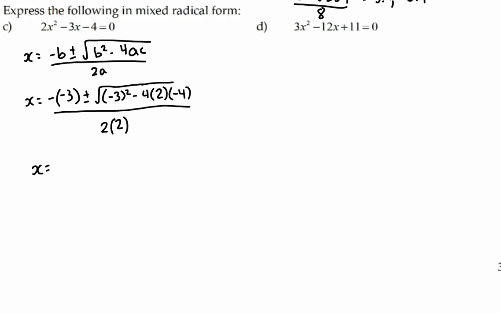Okay, this is where we get to have some fun. We still need to figure out what's inside our square root. So negative 3 squared is 9. Negative 4 times 2 times negative 4. 4 times 4 is 16. 16 times 2, 32. So 32 plus 9, 41. Okay, can you simplify 41? No, there's no perfect square. So is it fully simplified? Yes, that one's fully simplified.